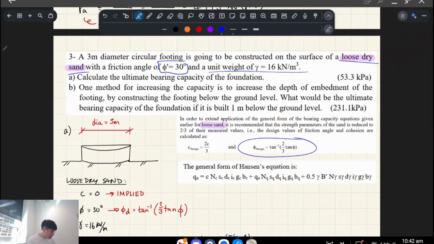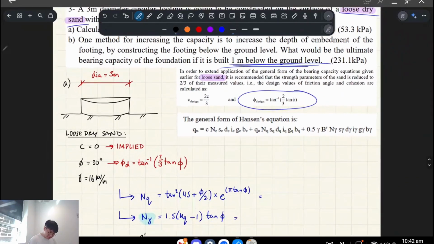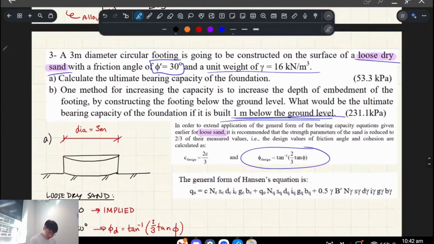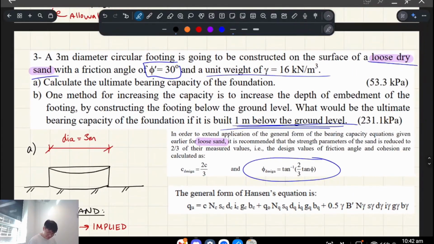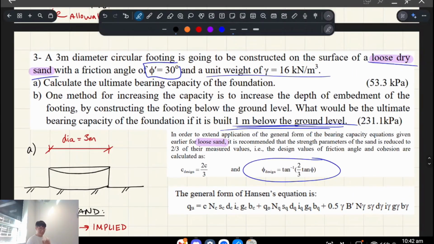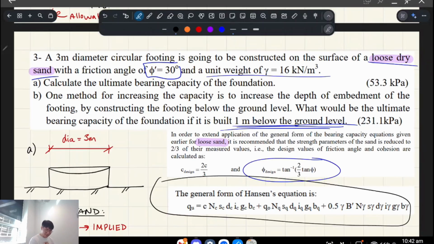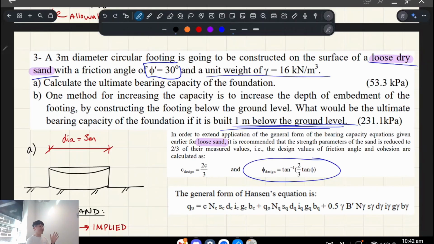And what is B saying? It's saying, what if you embed this footing 1 meter below the ground? How would this change the ultimate bearing capacity? I want you to think about what's cancelled out. We're looking at this formula here. So just give this 5 to 10 seconds of thought. I'm going to take a sip of water.